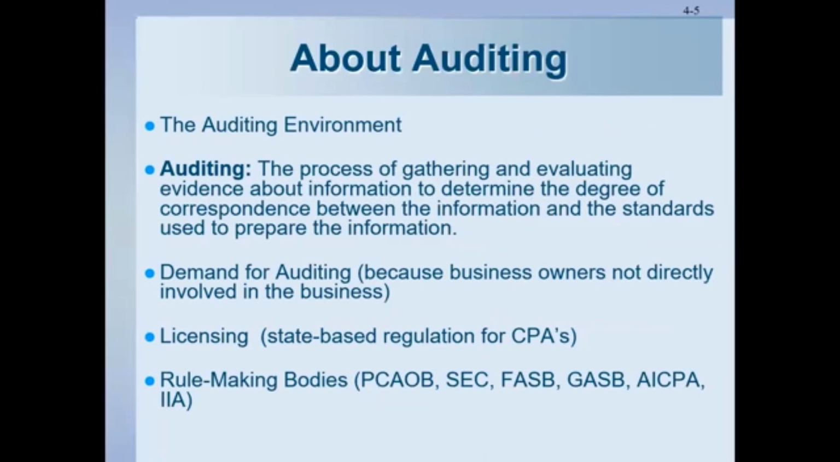So, auditing, what exactly is auditing? Auditing is a process of gathering and evaluating evidence about information to determine the degree of correspondence between the information and the standards used to prepare the information. Fraud auditing usually uses a specialized approach and methodology to identify and detect fraud. That is, the auditor actively looks for evidence of fraud to prove or disprove that fraud exists.